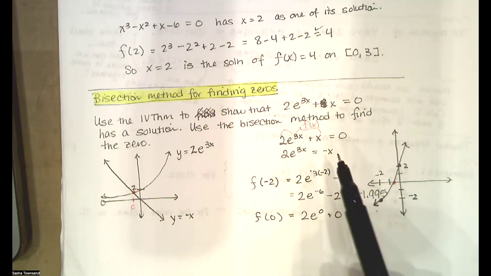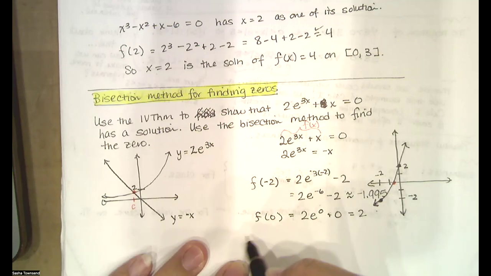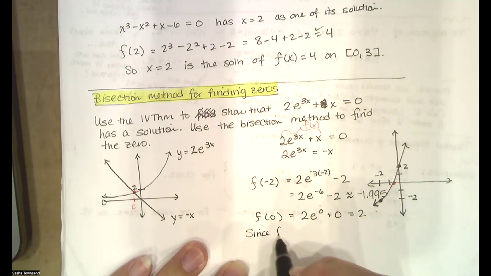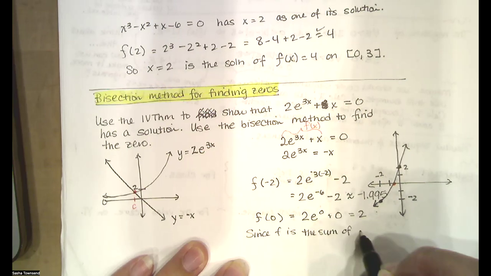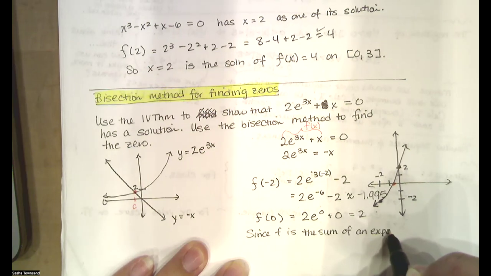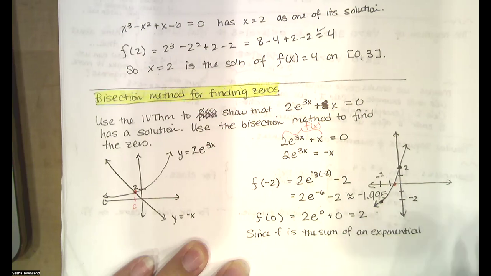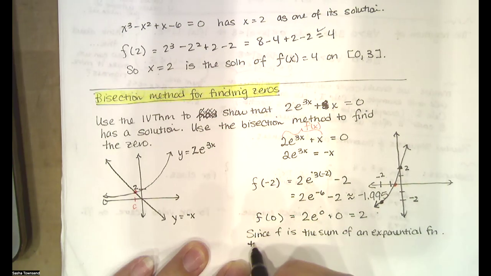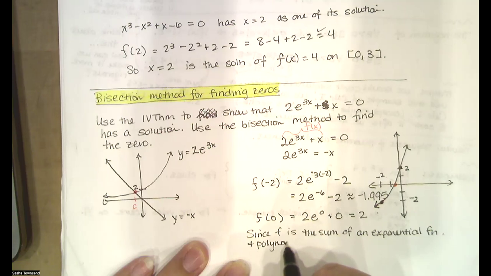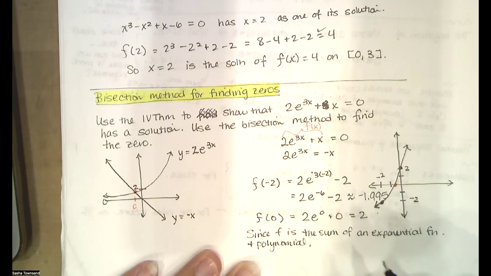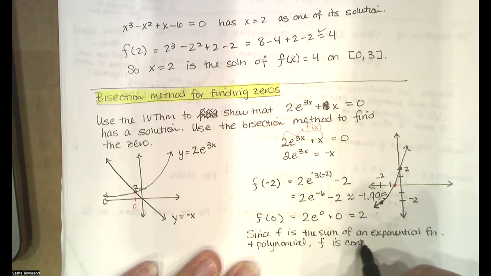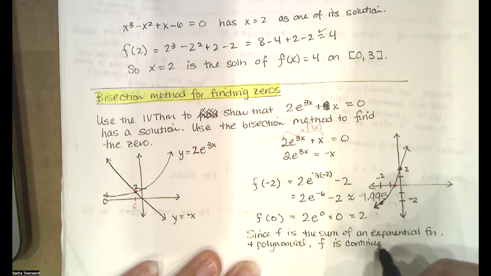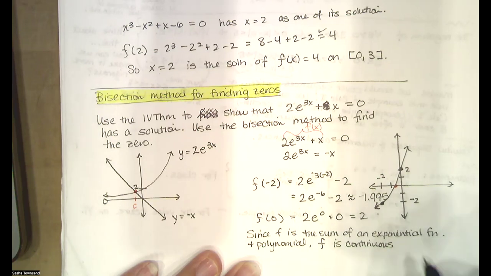Well, first of all, the function has to be continuous on the interval of interest. We'll say, since f is the sum of an exponential and polynomial function, and we know exponential functions are continuous, and polynomials are continuous, that tells us that f is continuous. And it's continuous where both of these are continuous, and they will have to be continuous at the same time. That's on the entire real line.